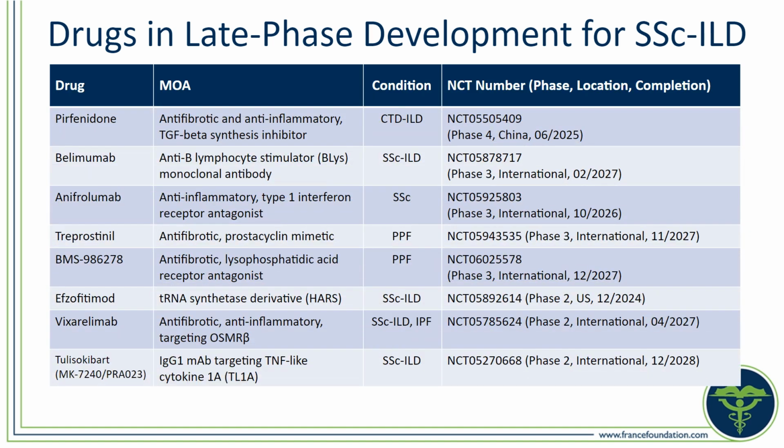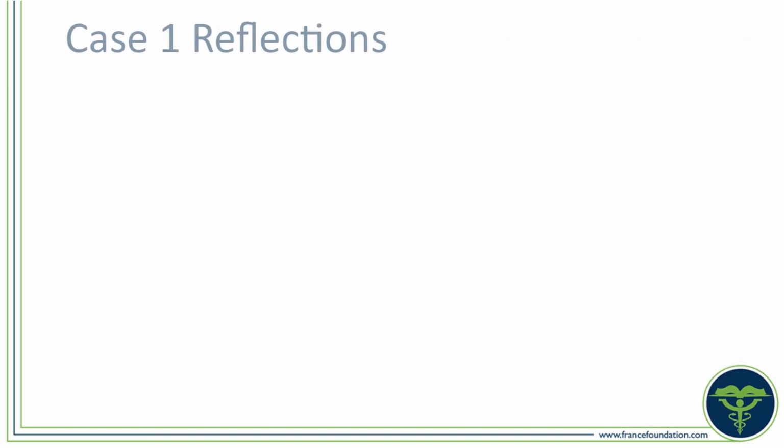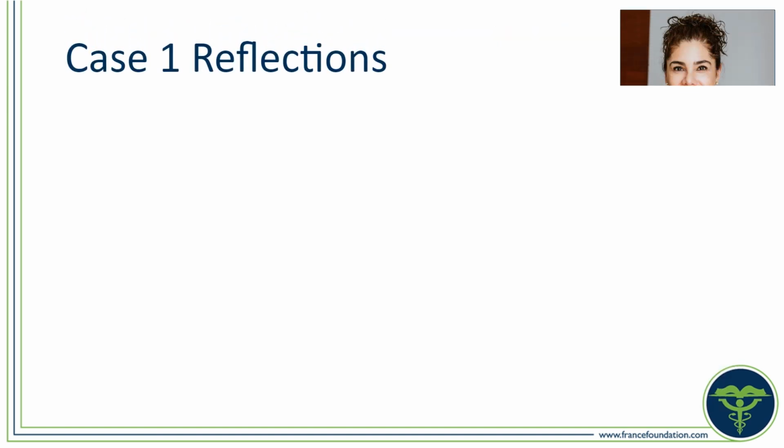here's a list of some of them that are being investigated not only for SSc-ILD, but also for connective tissue disease-related ILD, as well as more broadly for progressive pulmonary fibrosis. And this list is expanding every day. I want to reflect on some of the important parts of this case.